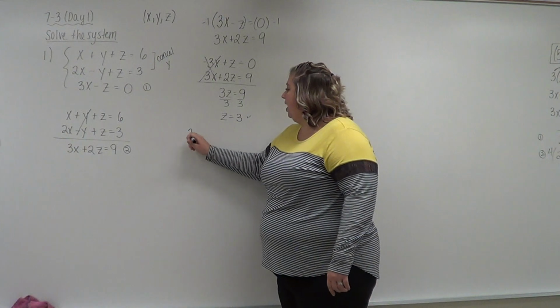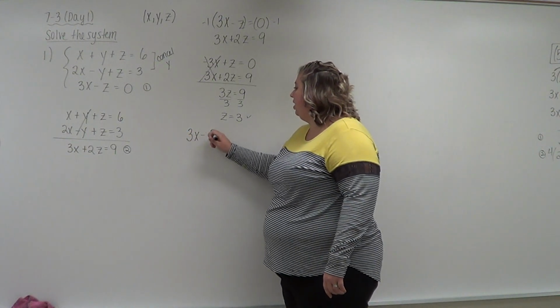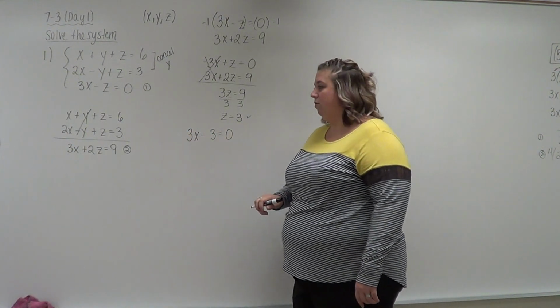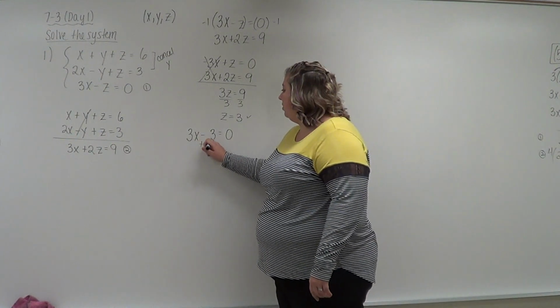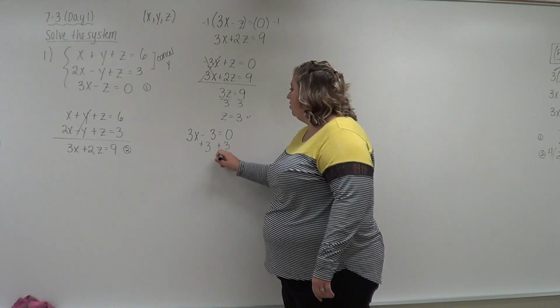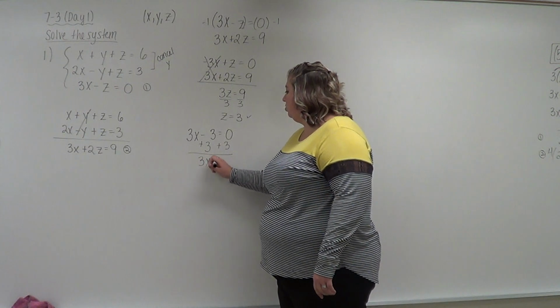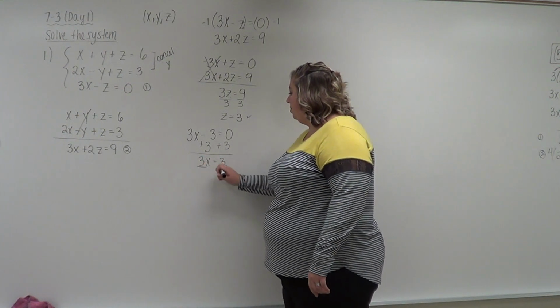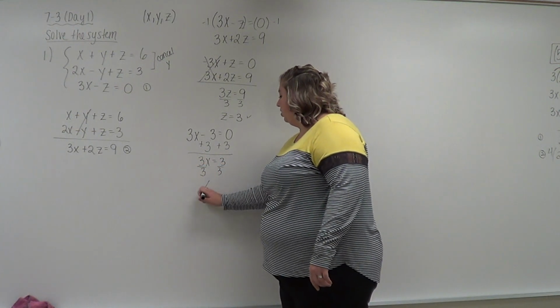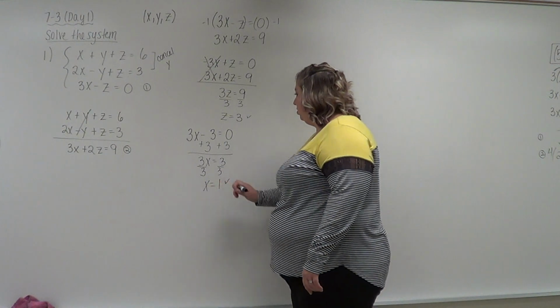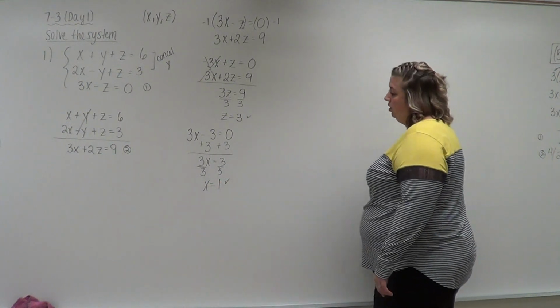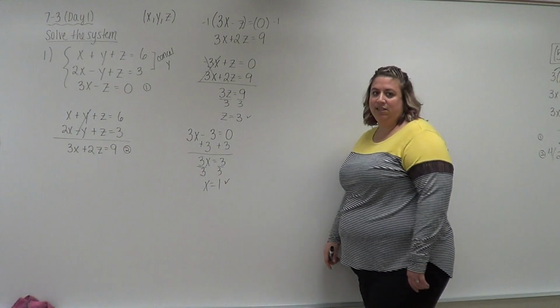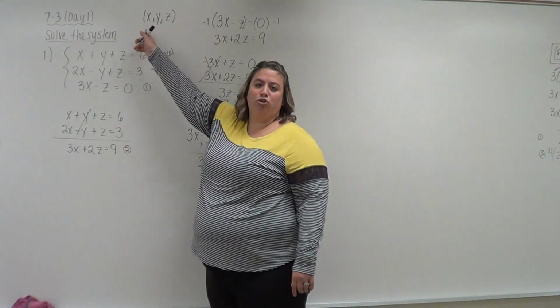So I would have 3x minus 3 equals 0. To solve for x, I would add 3, so I have 3x equals 3. Divide by 3, so I have x equals 1. So now I have two of the three that I need to make my ordered triple.